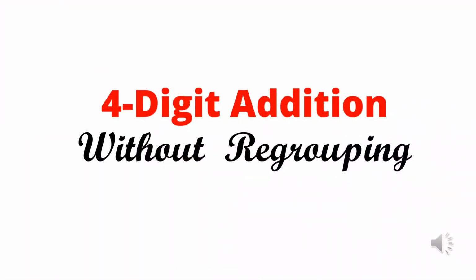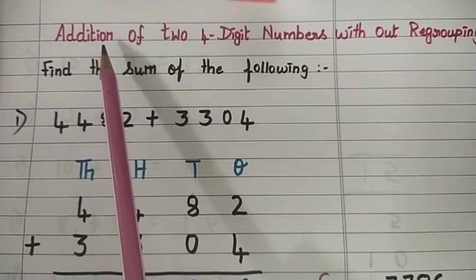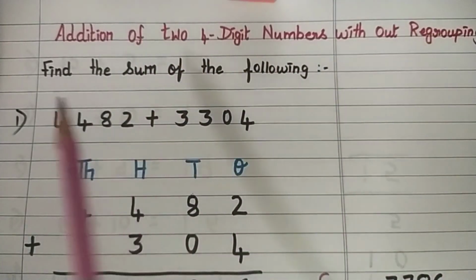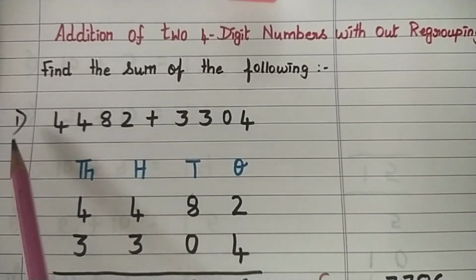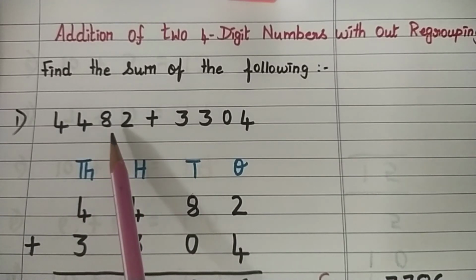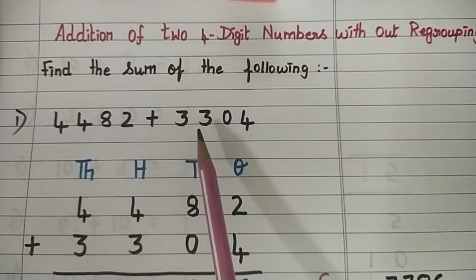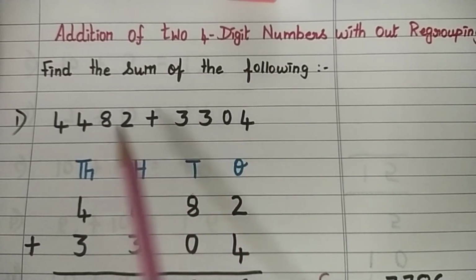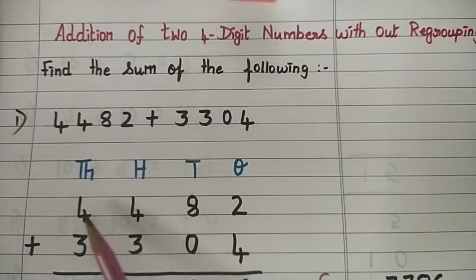Now, we are going to learn about addition of two 4-digit numbers without regrouping. Find the sum of the following. Let us see the first example, children. 4,482 is the first addend plus 3,304 is the second addend. Children, we have to arrange the given numbers according to their places, one below the other, from right towards the left.